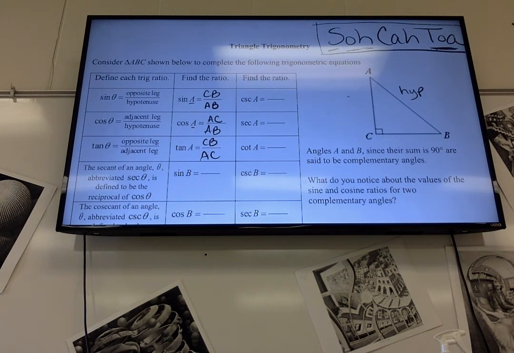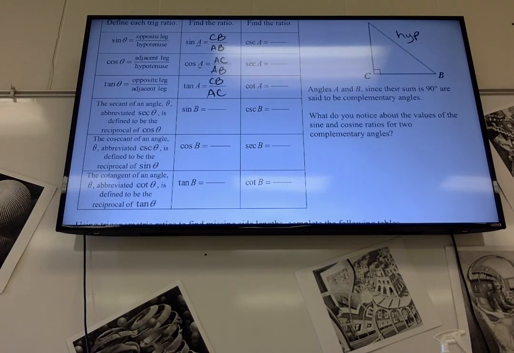Okay, so now let's change angles. So if I keep going down this column, sine of B, so now I'm looking at this angle. That changes everything. So whatever angle you're talking about changes your opposite side and your adjacent side. Now the hypotenuse never changes.